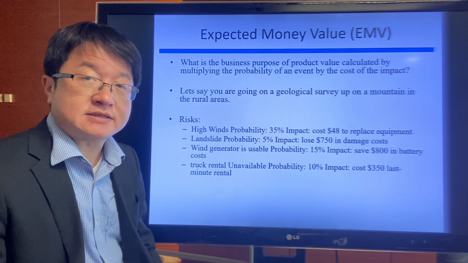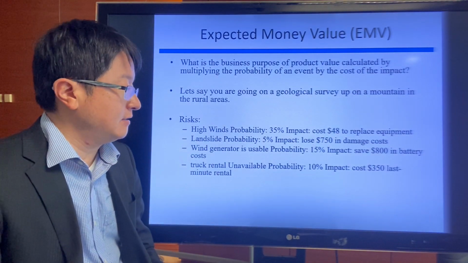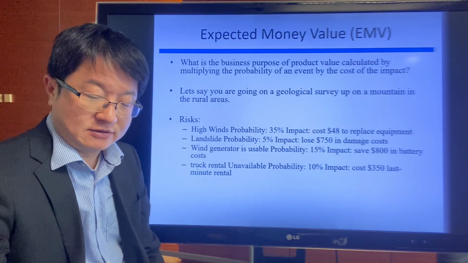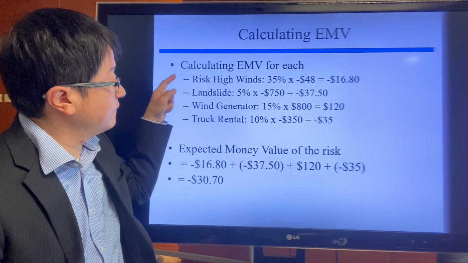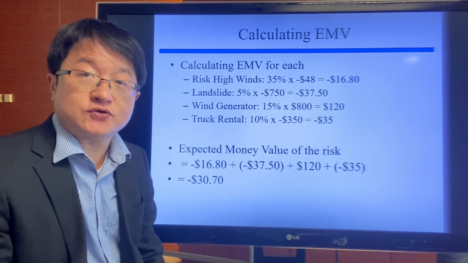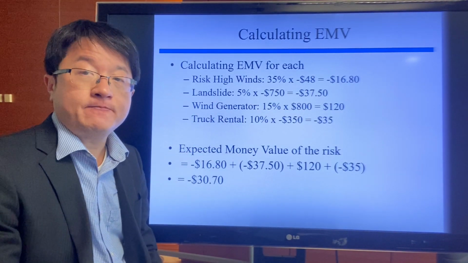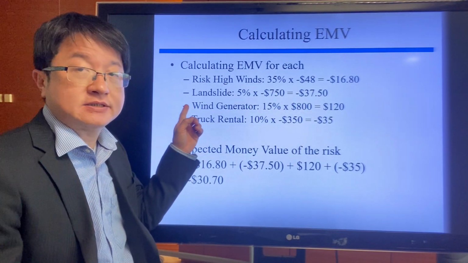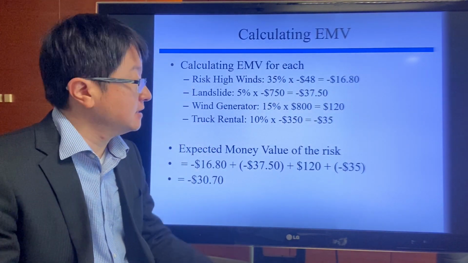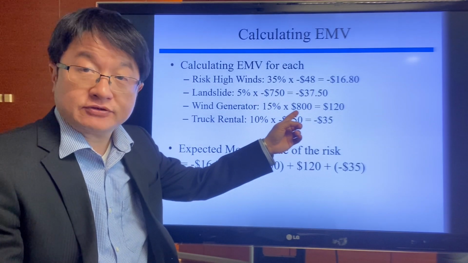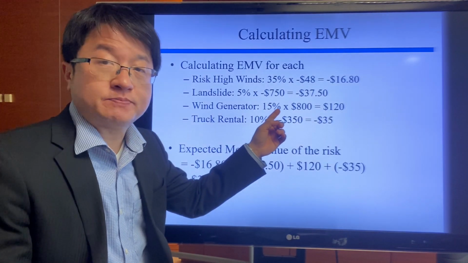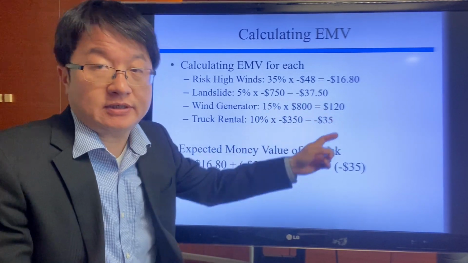And also there may be a risk that the track rental is unavailable, and then it will cost us $350, and the probability is 10%. So we can multiply these numbers together. For risk number 1, 2, and 4, these are negative because extra cost has to be spent to rectify those problems. And for risk number 3, the extra wind power generated from the generator will bring us a positive value of 800,000 multiplied by 50% probability. So the weighted contribution by this risk is positive 120.